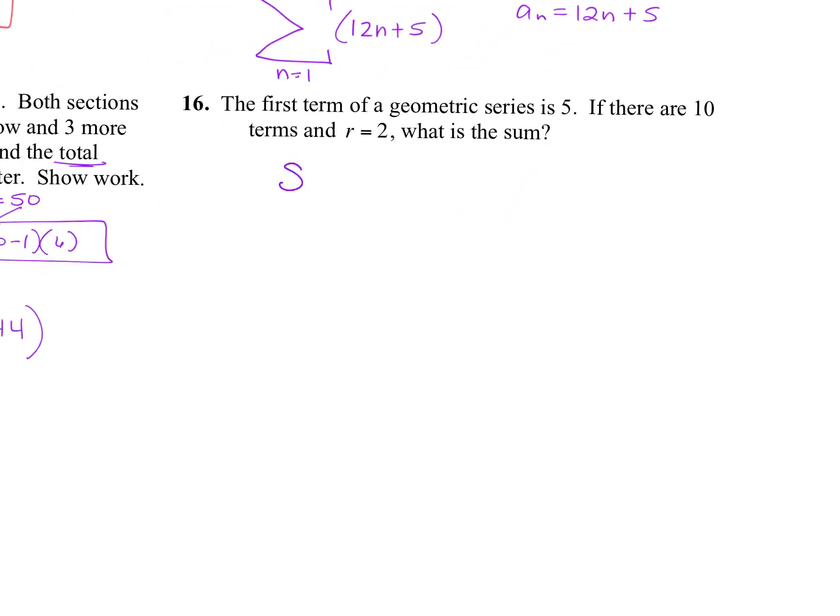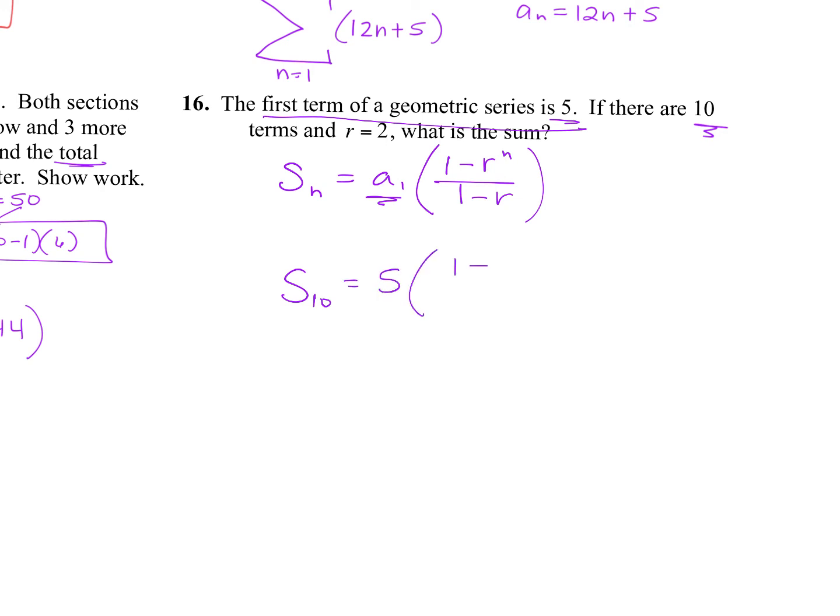So sum of n equals a sub 1 times 1 minus r to the n over 1 minus r. Okay. So when we plug this in, it says the first term is 5. That's going to go here. So the sum of 10 terms equals 5 times 1 minus our ratio. Common ratio is 2. To the n power. Well, we already said n was 10. So to the 10th power over 1 minus our common ratio.